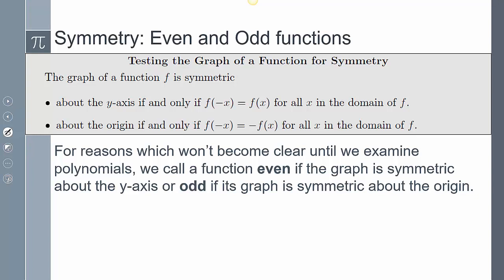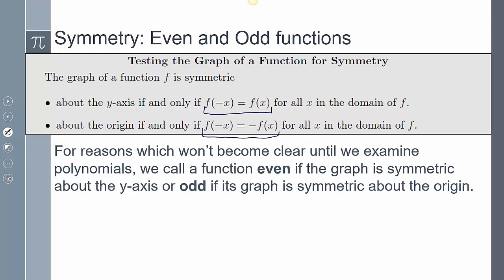Now, we've looked at symmetry in terms of points. We've looked at symmetry in terms of equations. And now we're looking at symmetry in terms of functions. And so a function is symmetric about the y-axis if and only if this statement is true: f of negative x equals f of x. We can say that it's symmetric about the origin if and only if this statement is true: f of negative x equals negative f of x.